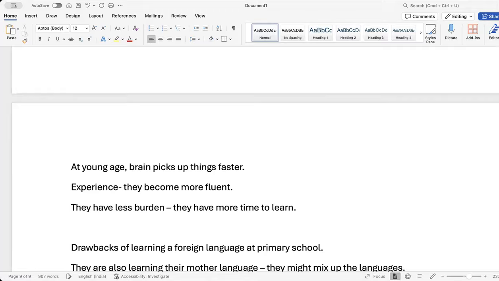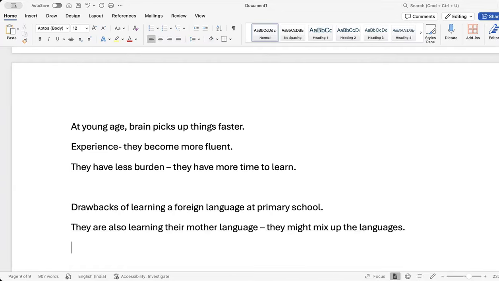Right? See, in secondary school it's not necessary that you're learning your mother tongue. You've already learned it. Like for example, in 7th, 8th, I would have already learned Punjabi and Hindi. So when I'm learning English at that level, I won't confuse it with Punjabi and Hindi. But if you're learning all the three languages together, then you might mix up the languages and it might be more burdensome or more confusing. Any other drawback of learning?